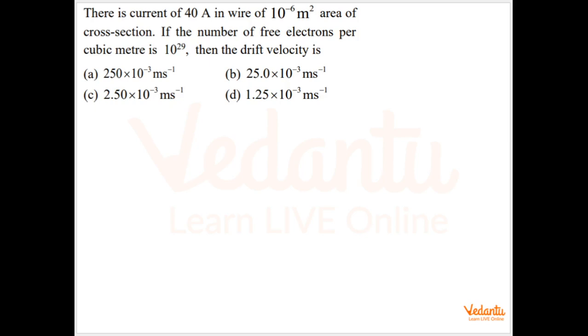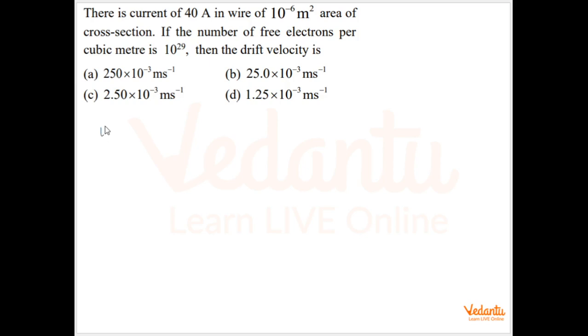In this question, there is a current of 40 ampere in a wire of 10 raised power minus 6 meter square area of cross section. The number of free electrons per cubic meter is 10 raised power 29. Then we have to find the drift velocity.